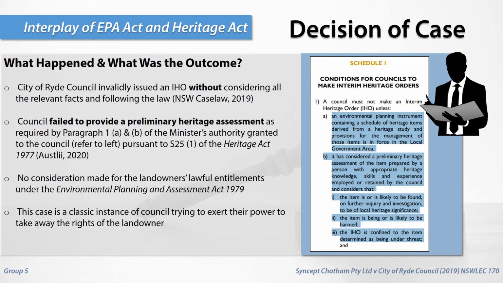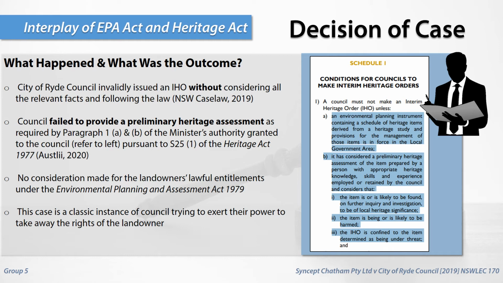What happened, and what was the outcome? The court found that the City of Ryde Council invalidly issued an interim heritage order on the landowner's two properties in Denistone. The council failed to provide a preliminary heritage assessment, which rendered the heritage order invalid, as required by paragraph 1A and 1B of the Minister's authority granted to the council.